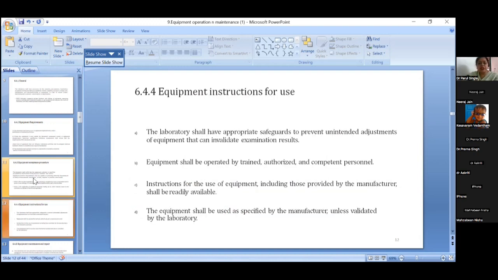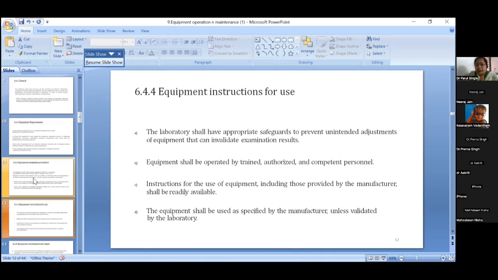Then equipment instructions for use. The do's and don'ts for the equipment. Like what is the right procedure for startup? What is the right procedure for shutdown? What is the procedure or workflow for the equipment? It should be identifiable, should be pasted somewhere, should be easily retrievable, whatever it is.